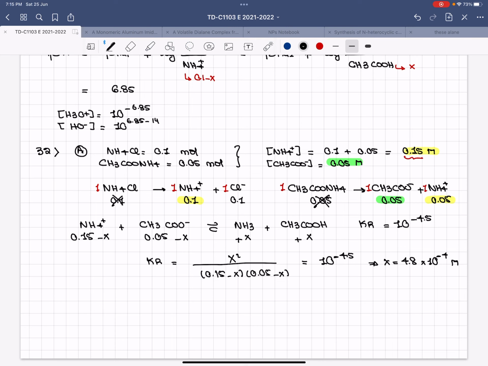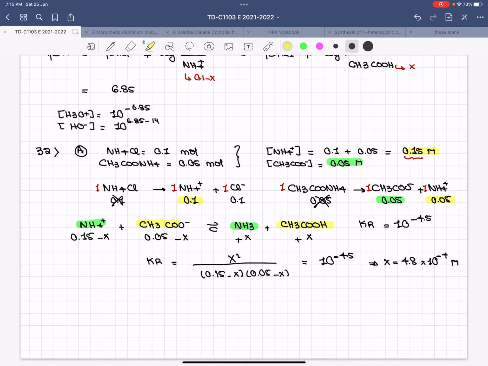This is your x. From your x, you can find the concentration of NH4 plus. You can find the concentration of NH3. You can also find the concentration of CH3COO minus, 0.05 minus x. You can find the concentration of CH3COOH, x. By the way, x normally will be small because look at Kr. This is known, okay? And you can also find the pH of the solution with Henderson-Hasselbalch.